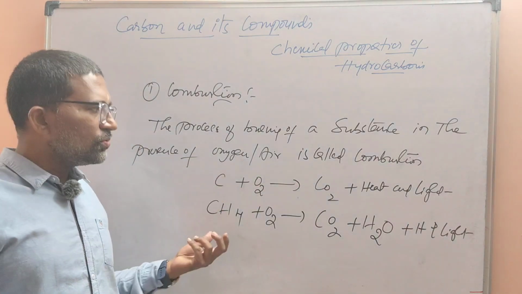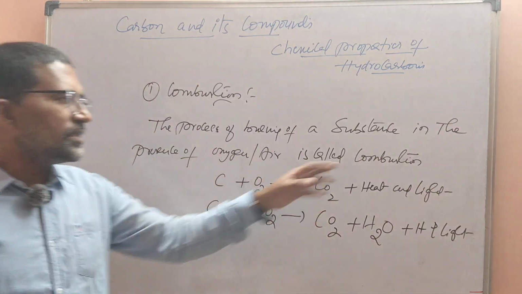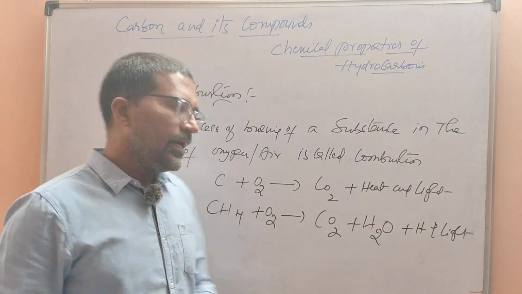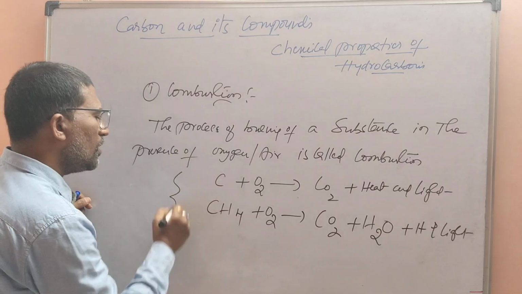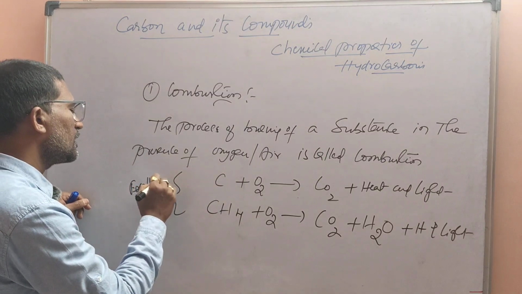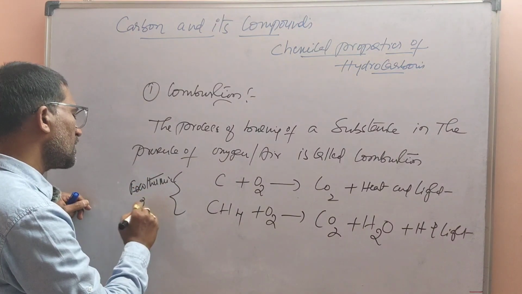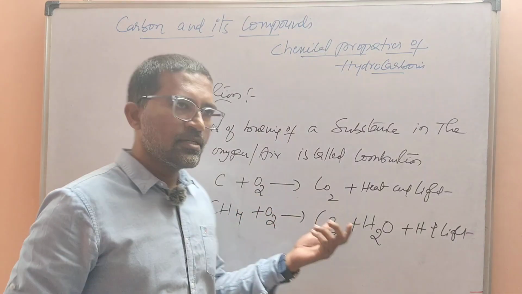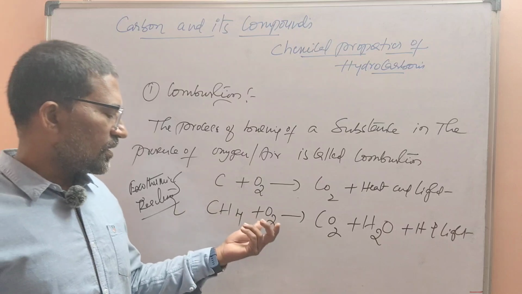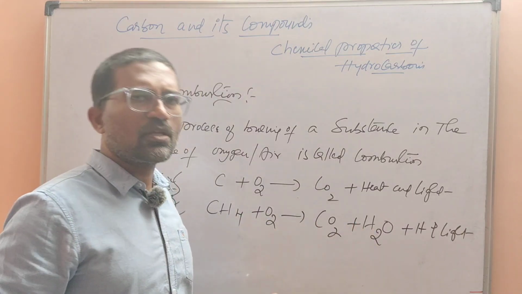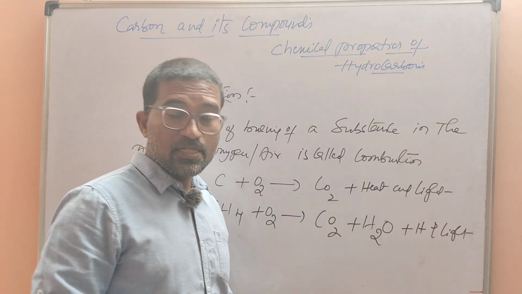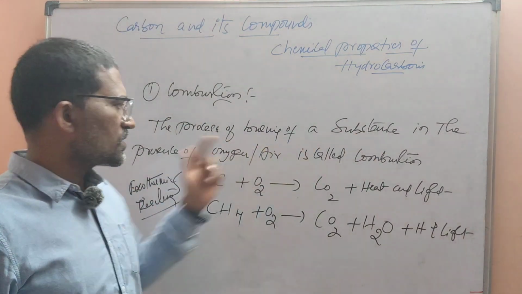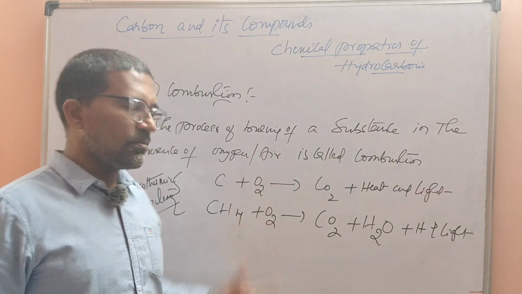Now here in these two reactions, what you commonly observe is heat and light. Heat energy is liberated, heat energy is evolved. Hence the combustion reactions can be called exothermic. These are exothermic reactions. Methane reacts with oxygen, gives rise to carbon dioxide and water. This is an exothermic reaction because heat energy is liberated. Are you understanding? So, combustion means the process of burning of a substance in the presence of oxygen or air.